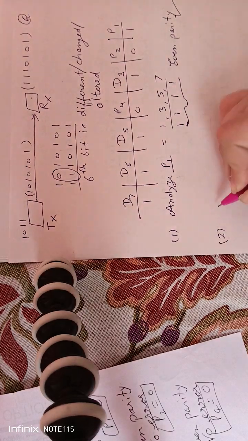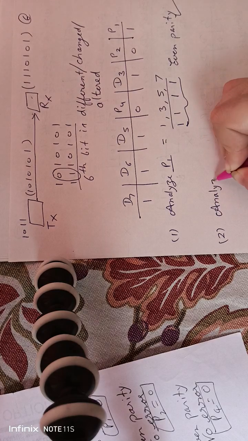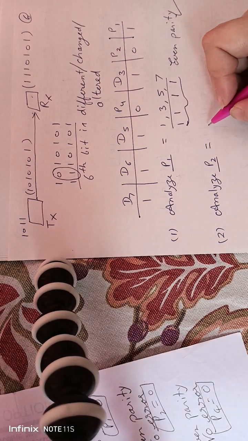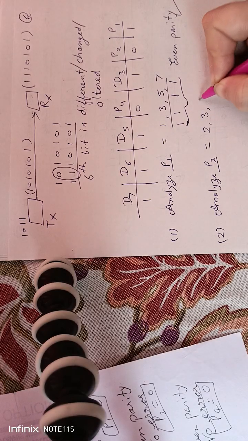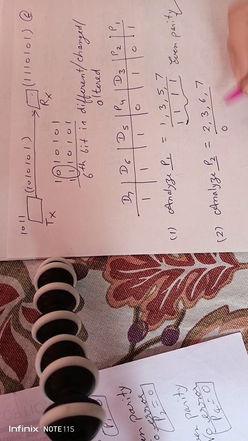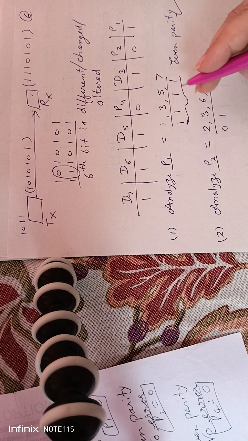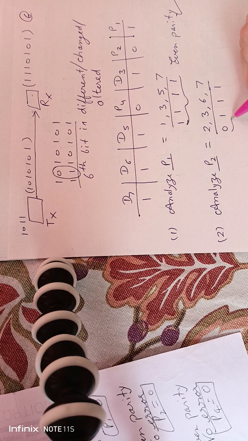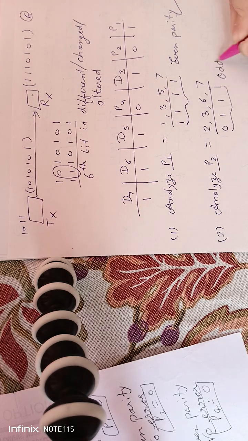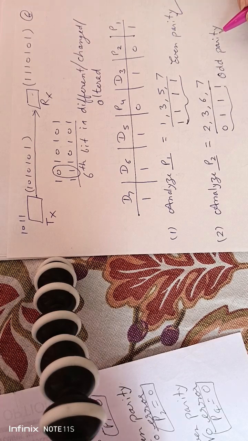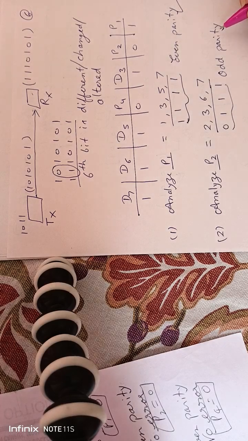Now we will do the same check for P2. For P2 we know that we have 2, 3, 6 and 7. Now for 2 we have 0, for 3 we have 1, for 6 we have 1, for 7 we have 1. Now see, do we have an even parity? No. What we have is odd parity.